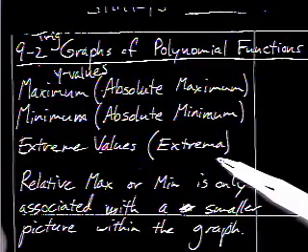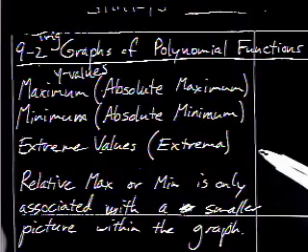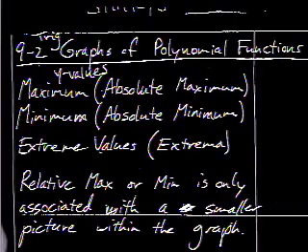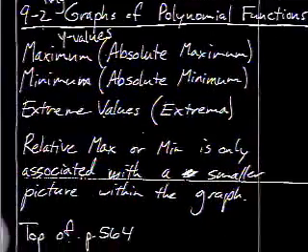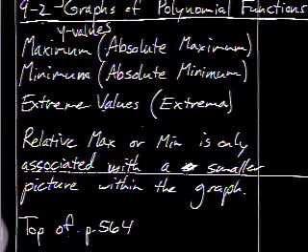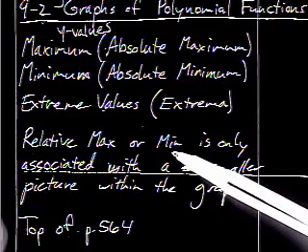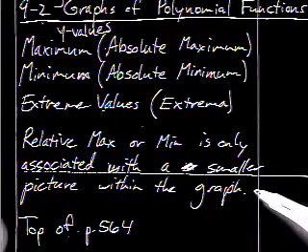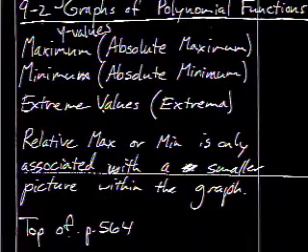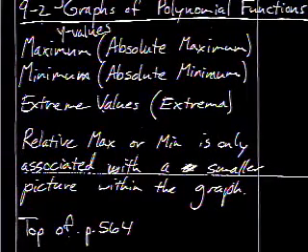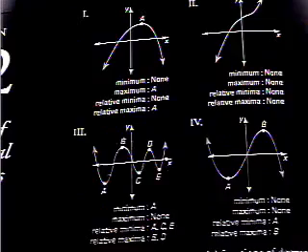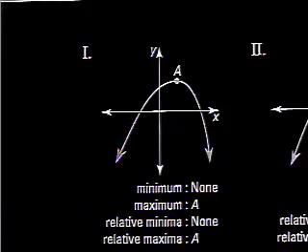Now, there are other places on a graph which aren't necessarily maximums or minimums, but if you just looked at a small portion of the graph, you probably would consider them to be maximums or minimums, so we call those relative maximums or relative minimums. But that's only associated with a smaller picture within the graph, and I'll show you a couple graphs here in a second, especially at the top of page 564 in your book. So let me zoom in a little bit here so you can understand what's going on.